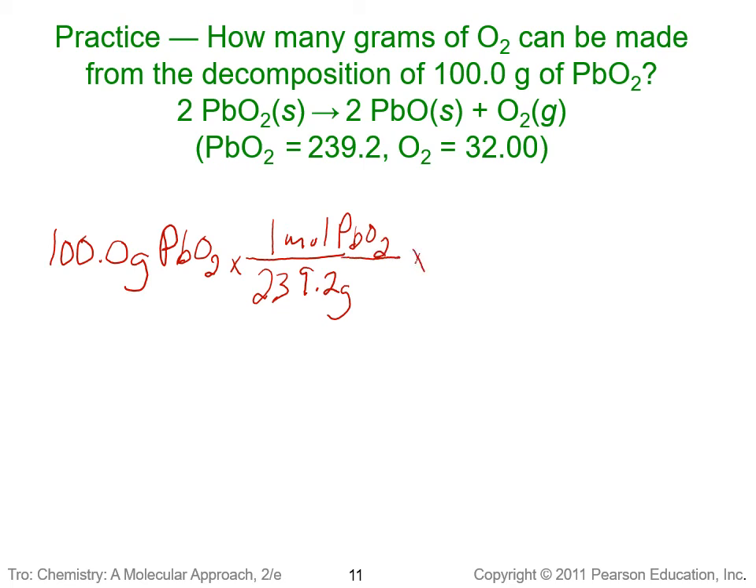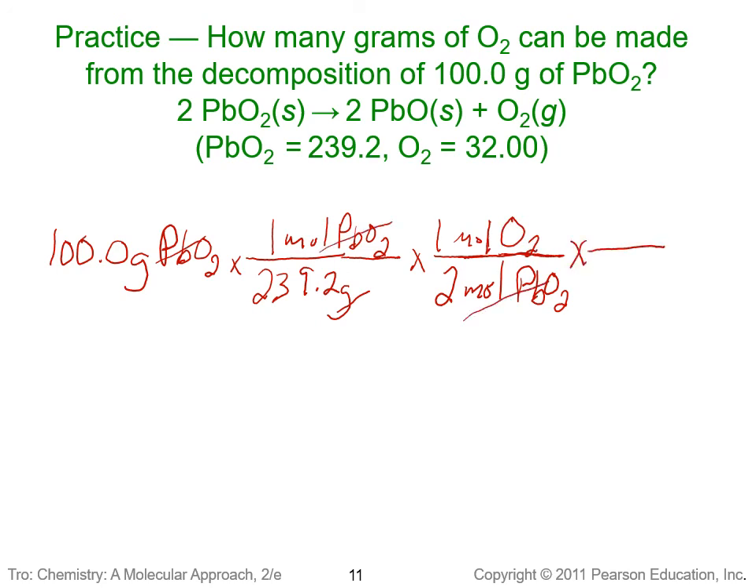Now that we are in moles, we can convert from moles of the lead-4 oxide to moles of oxygen using our balanced chemical reaction. The coefficients tell us our ratio. 2 moles of lead 4 oxide to 1 mole of oxygen.